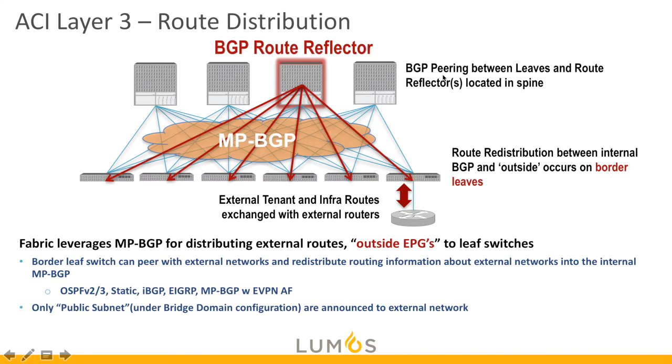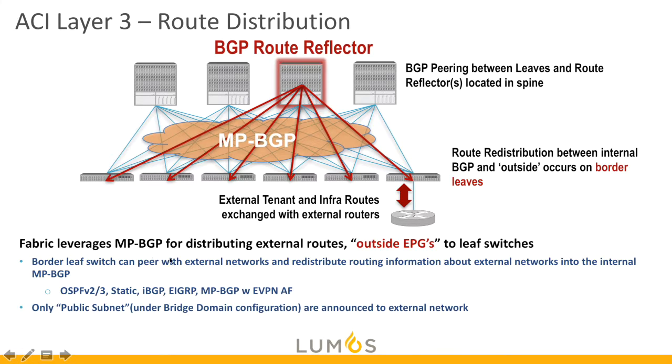Layer 3 distribution. In ACI, the routes that we learn from the outside world, those outside routes, we need to distribute them to the other leaves. When we build a peering session, for example OSPF, we're announcing routes to the router potentially, or most likely, and we're taking routes in from the router through some sort of routing protocol or static routes. We need a way to take the routes that we've learned from the outside world and distribute them to the other leaves. And we do that through a BGP route reflector. We're using MP-BGP for distributing external routes, outside EPGs, to the other leaf switches.